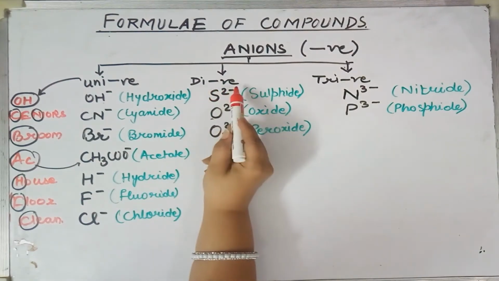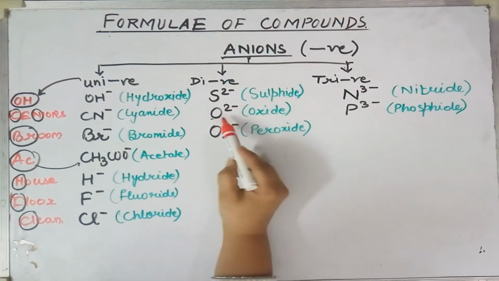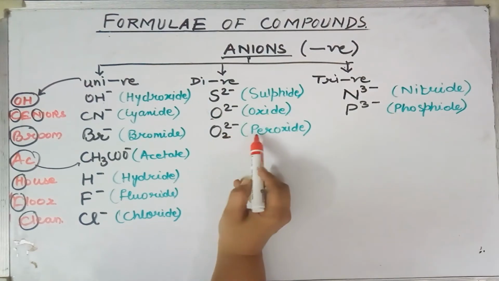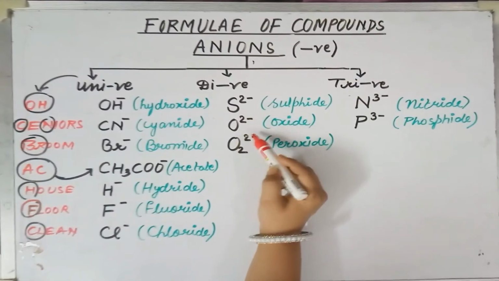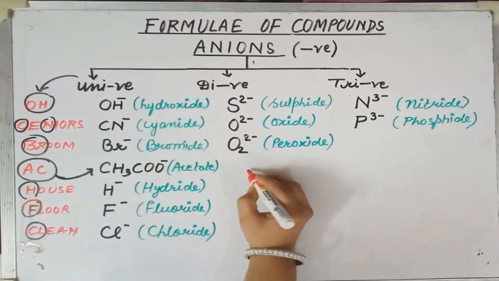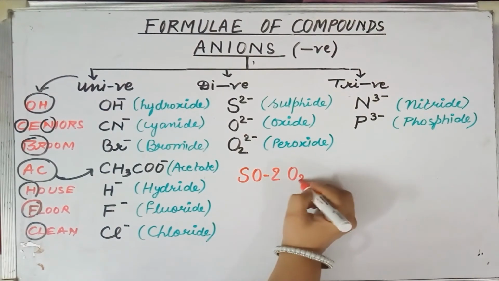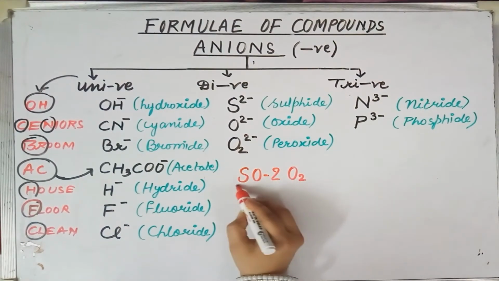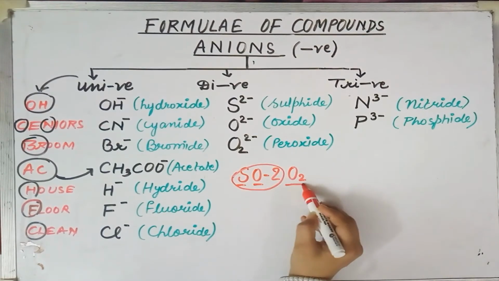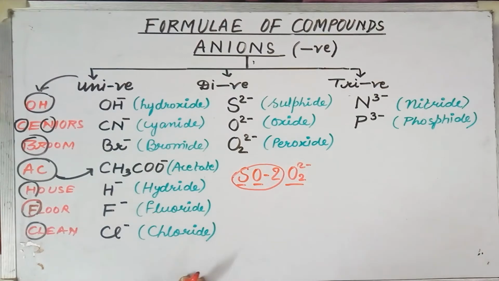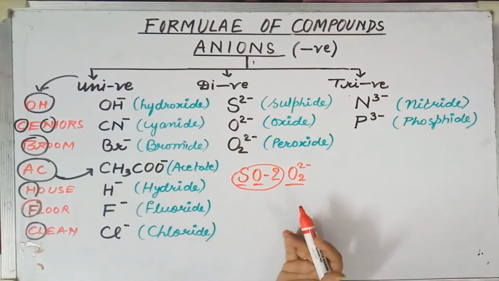If we talk about the dinegative ions, they are sulfide, S minus 2, oxide, O minus 2, and peroxide, that is O2 minus 2. You can memorize these dinegative ions by using a simple symbolic code, and that is SO2O2. This code represents that sulfur and oxygen have minus 2 charge on them, whereas this O2 also has 2 minus charge on it. It is just to help you memorize. There is no connection with the actual text of the books.